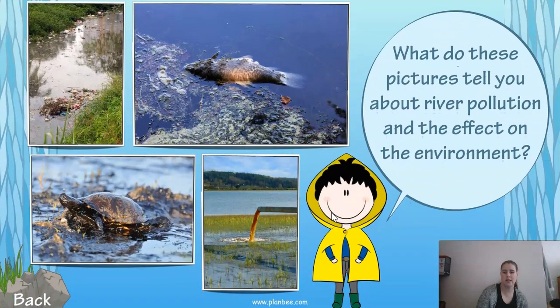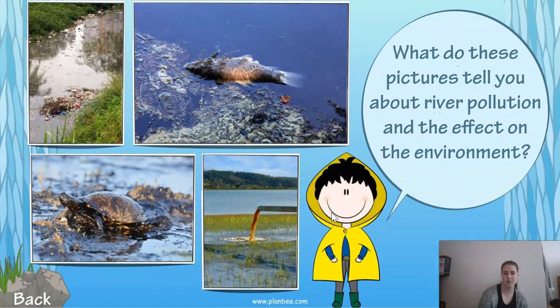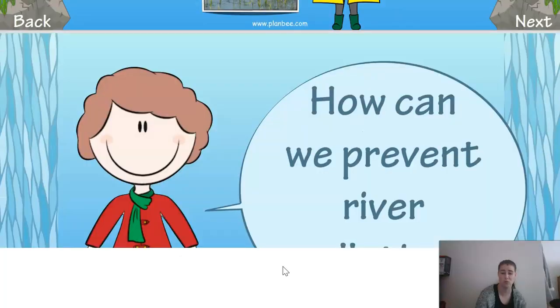So what do these pictures tell us about river pollution and the environment? You can see here it's littered with rubbish. Here you can see a turtle that's completely been drowned in the oil, so it's stuck. You can see here, this is very clearly dirty water that's going out into what should be a clean ocean. And you have a dead fish here. You can see the consequences it has not only on our wildlife, on our animals, but on the sanity and the cleanliness of our water.